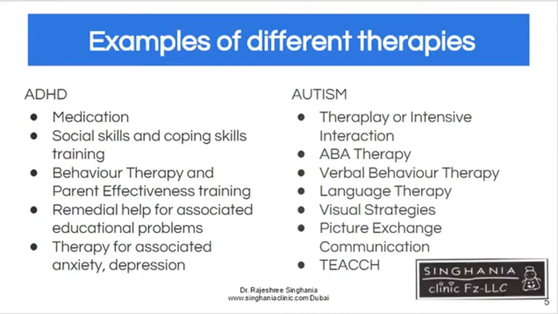Certainly the child needs remedial help if they have associated educational problems like dyslexia, and other things like anxiety and depression. Autism is of course very specific, and treatment includes things like therapy or intensive interaction because it's a social and communication problem. Or applied behavior analysis, one of the most well established treatments for autism.